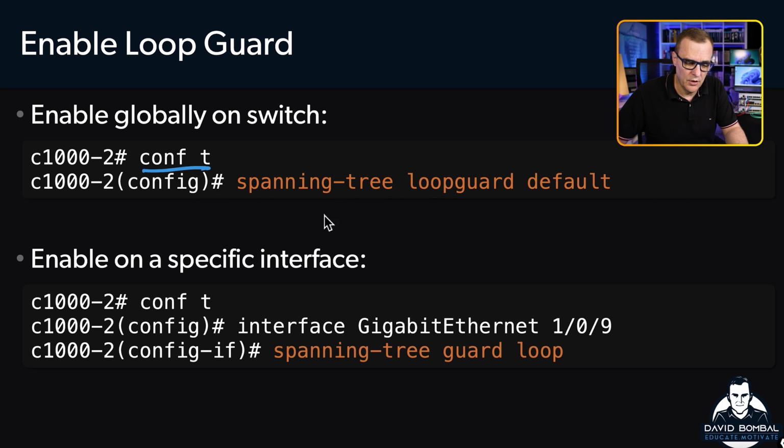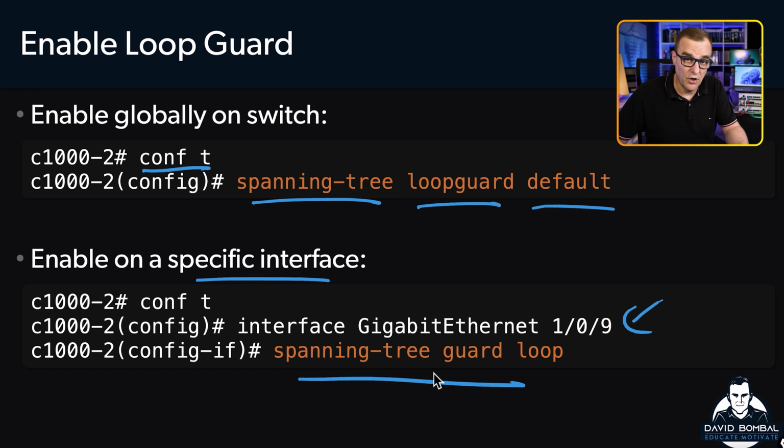You can either do it globally, so type conf t, spanning-tree loopguard default. That will enable loop guard on all fiber ports automatically. You can also enable it on a specific interface by going onto an interface and typing spanning-tree guard loop.